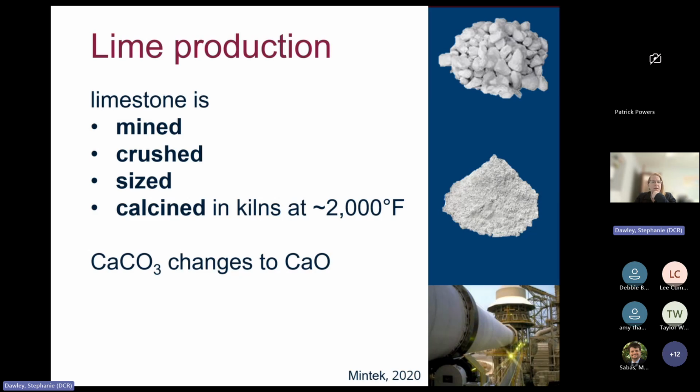So lime is mined, crushed, and then sized, and then put in kilns at 2000 degrees Fahrenheit, which changes calcium carbonate into CaO. And we're going to talk in a little bit. You can see the picture here. The top picture would be considered kind of a chunkier lime, which there are pros and cons to both, where the bottom picture is a more fine ground mesh. And so depending on what kind of lime you get, it's going to react into the environment differently.